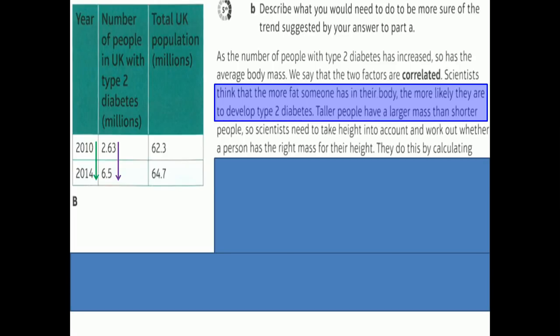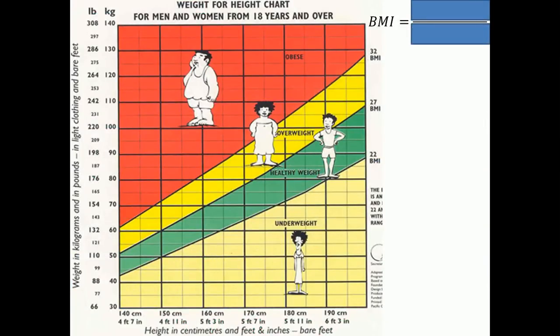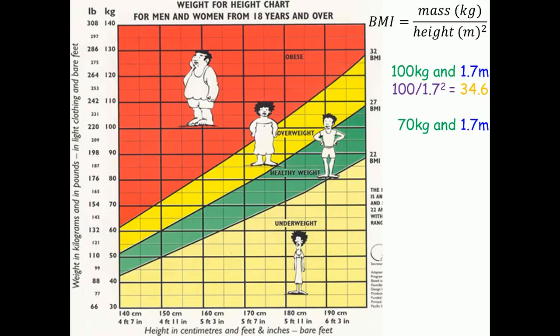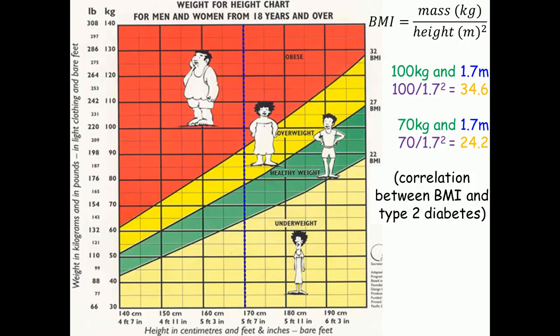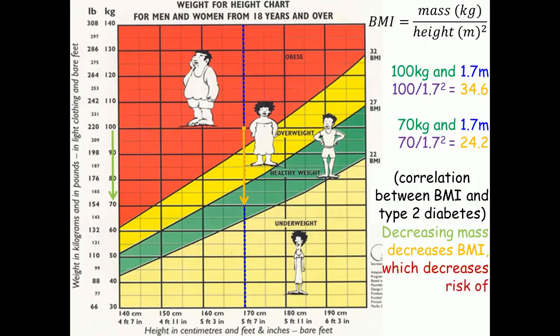So if you want to find out who's got more fat, you could estimate the amount of fat using BMI, which we discussed previously in SB5. Remember, BMI is mass divided by height squared. And so we've seen these examples before. So there's a correlation between BMI and type 2 diabetes. So therefore, if you decrease your mass, you could decrease BMI, and that decreases your risk of developing type 2 diabetes. Of course, if someone increases their mass, they're going to increase their BMI and therefore increase their risk of developing type 2 diabetes. So if you want to reduce your risk of getting type 2 diabetes, then you should decrease your mass.